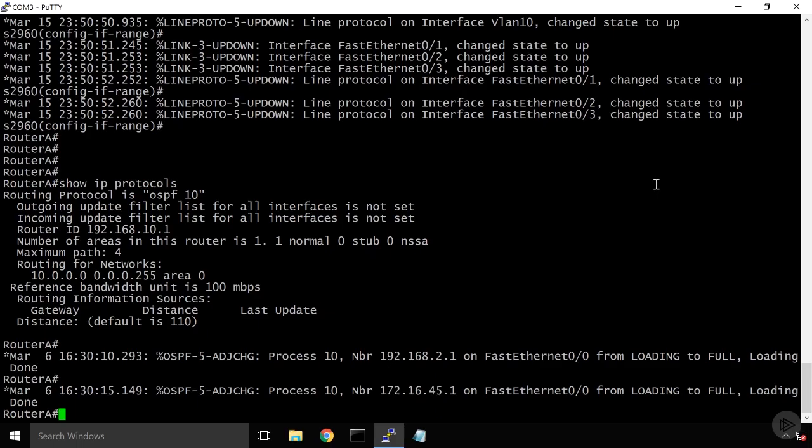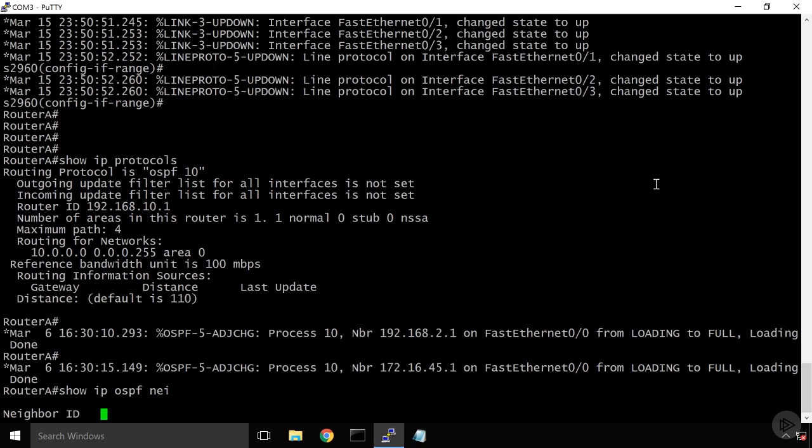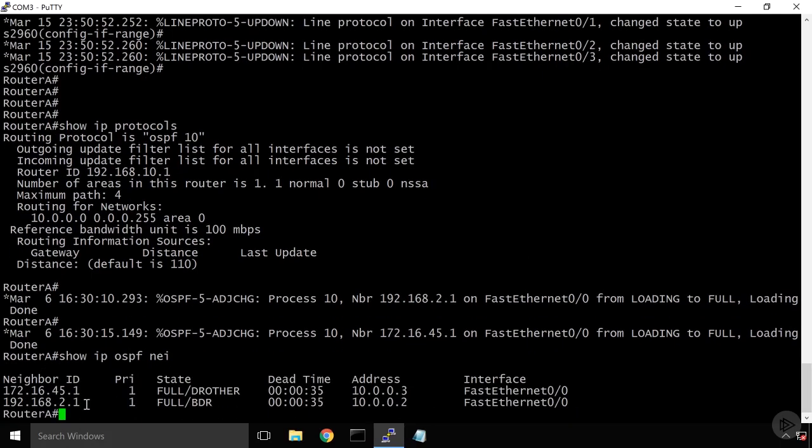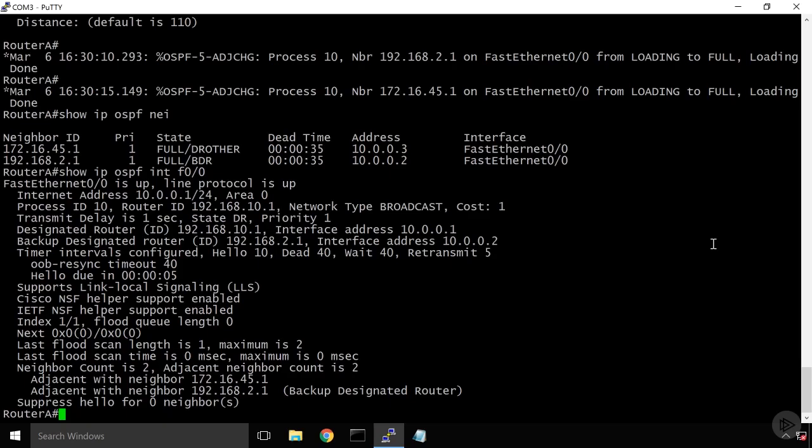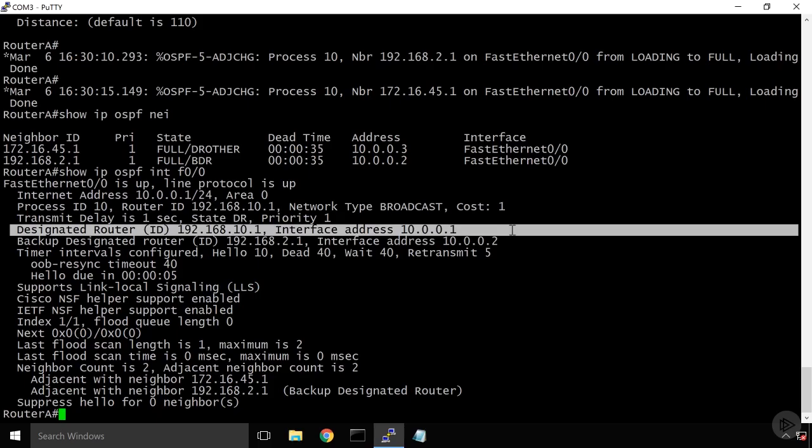But take a look at my neighbors now, show IP OSPF neighbor. We'll see right now that 192.168.2.1 is a BDR, backup designated router. 172.16.45.1, that is our DR other. If I then do show IP OSPF interface, FastEthernet 0/0, which is participating in OSPF here, what we'll see here is that this router is our designated router. Okay, so it's saying the designated router ID is 192.168.10.1, which is this router. So we were correct in our prediction, saying that router A is going to be the designated router.